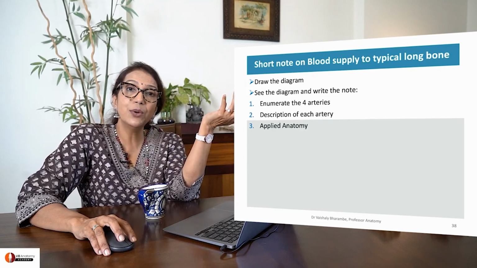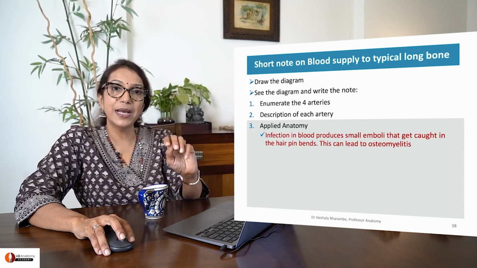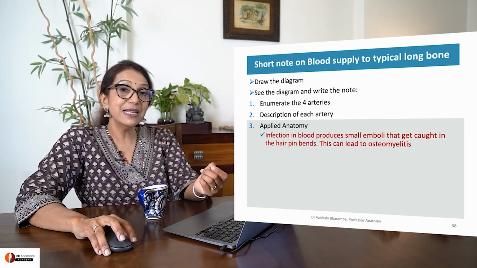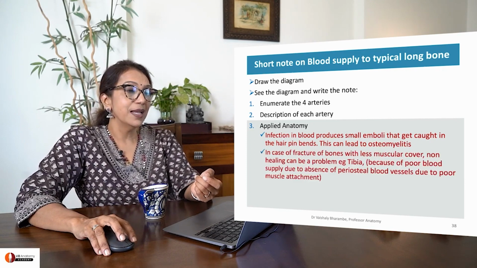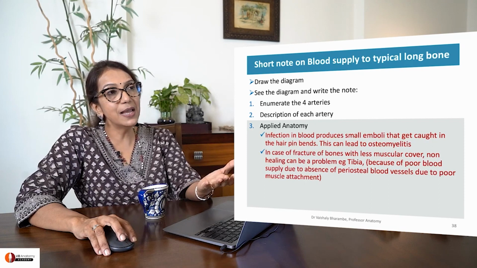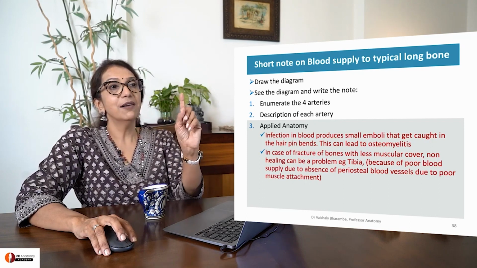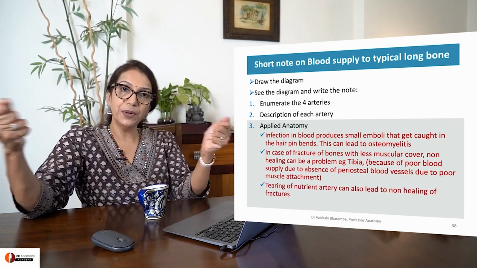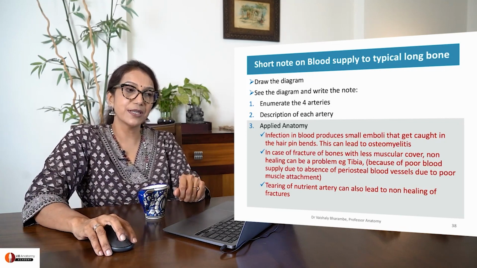What applied can you write? You will write how infection gets caught in the hairpin-like loops, forming infection in the metaphysis. This can lead to what is called osteomyelitis. Then, in case of fractured bones, if the overlying muscle tissue is less, then periosteal blood vessels are less, very likely to go into non-healing. Tearing of the nutrient artery also can result in poor healing of fractures.